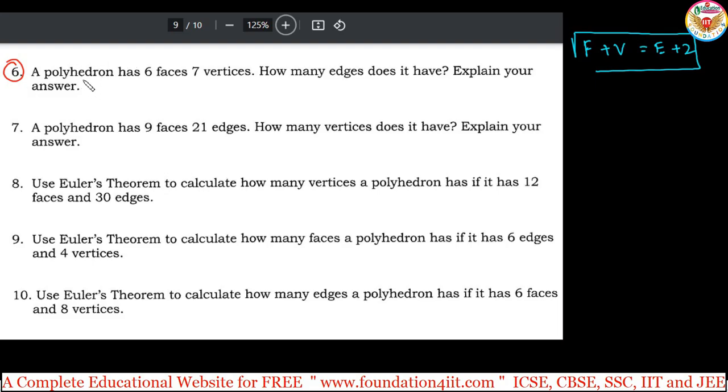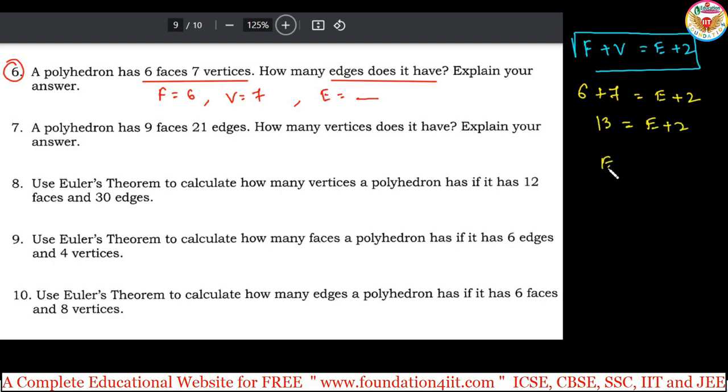Let us see this. A polyhedron has 6 faces, 7 vertices. How many edges does it have? You can use this formula. According to the question, f is equal to 6, v is equal to 7 and e is equal to how much? So we substitute here. We know f plus v is equal to e plus 2. 6 plus 7 is equal to e plus 2, where e is not given and you have to find it. 6 plus 7, 13, is equal to e plus 2. Then e is equal to 13 minus 2, so 11. So the polyhedron will have 11 edges.